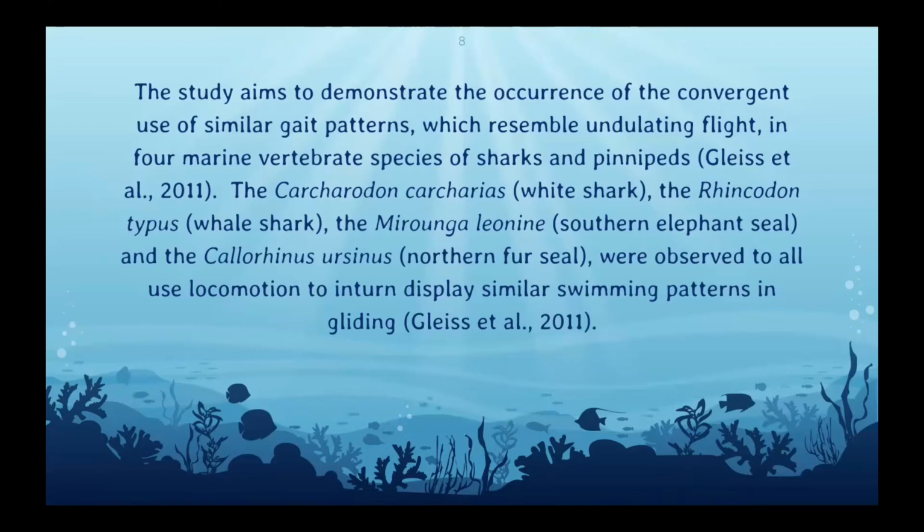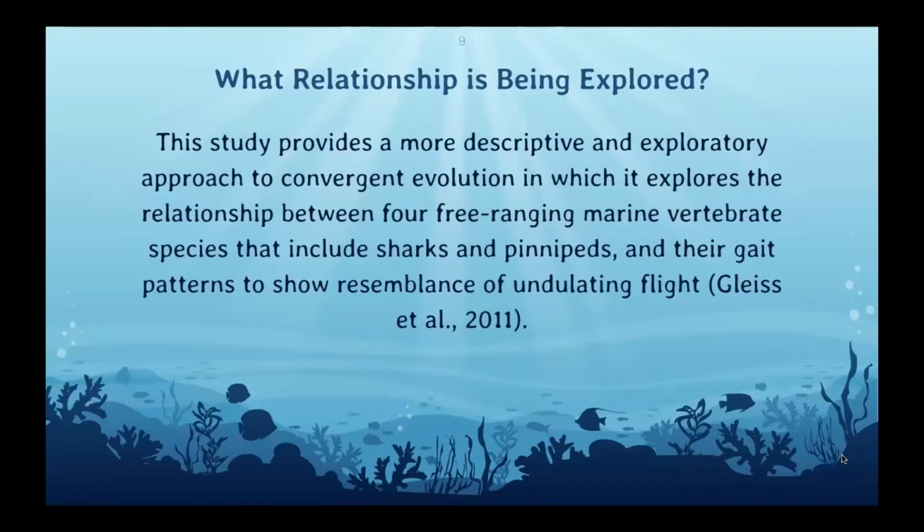The white shark, the whale shark, the southern elephant seal, and the northern fur seal were observed to all use locomotion to in turn display similar swimming patterns in gliding. This study provides a more descriptive and exploratory approach to convergent evolution, in which it explores the relationship between 4 free-ranging marine vertebrate species and their gait patterns to show resemblance of undulating flight.